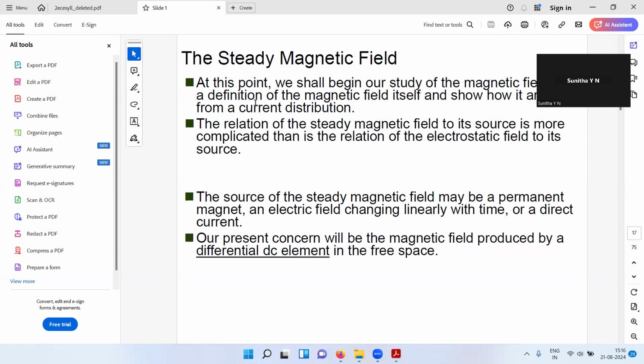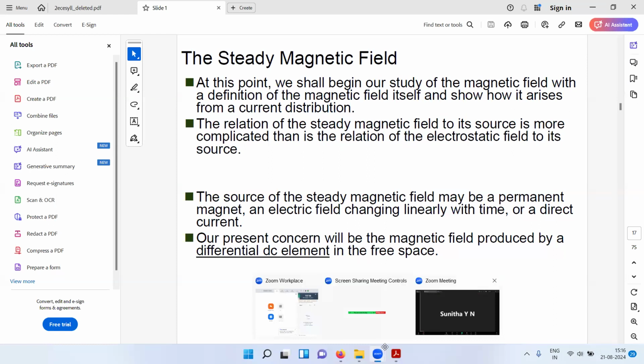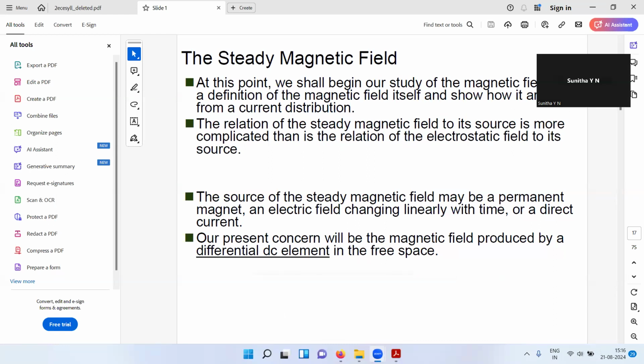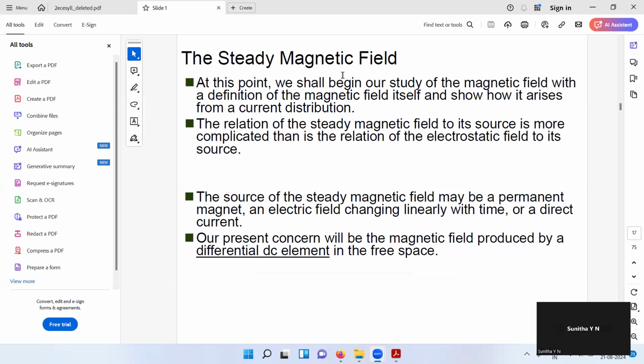Let us take up the next topic, the steady magnetic field. At this point, we shall begin our study of magnetic field with a definition of magnetic field itself and show how it arises from a current distribution.